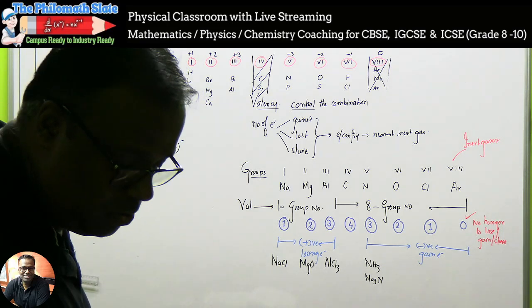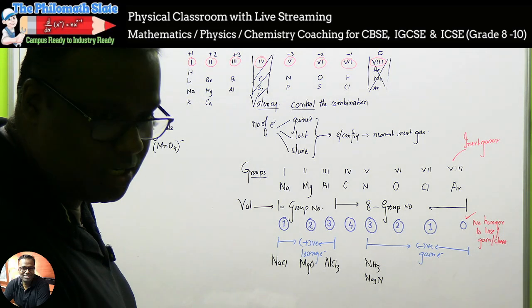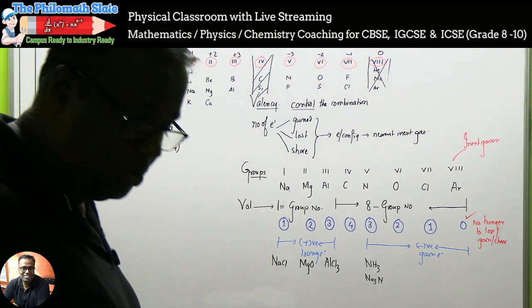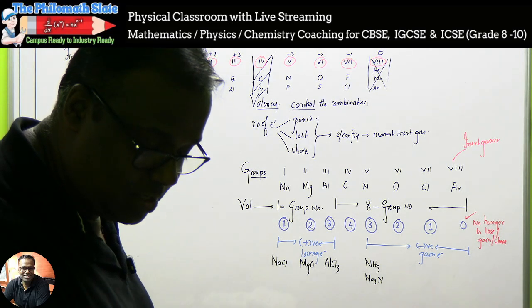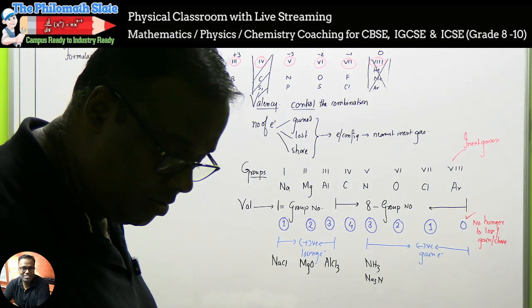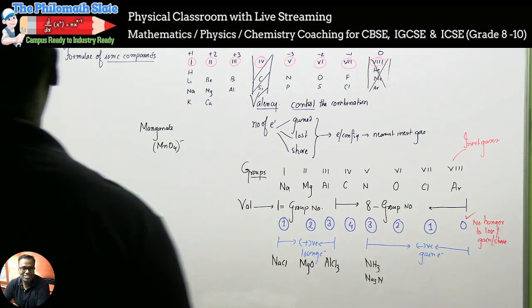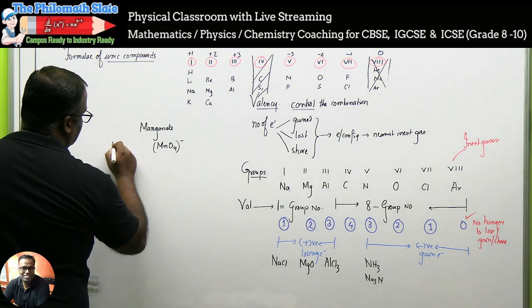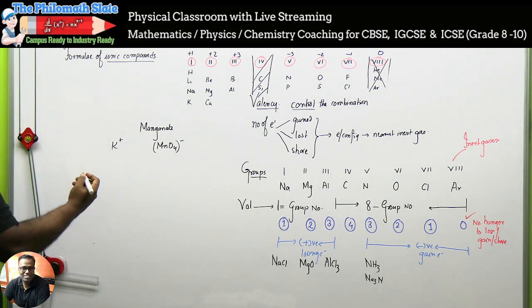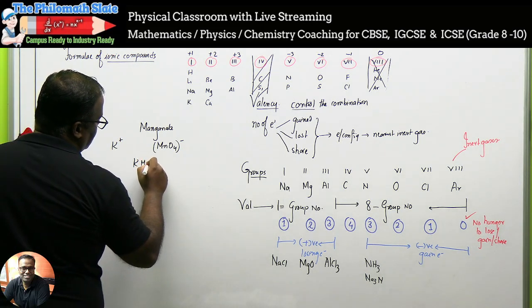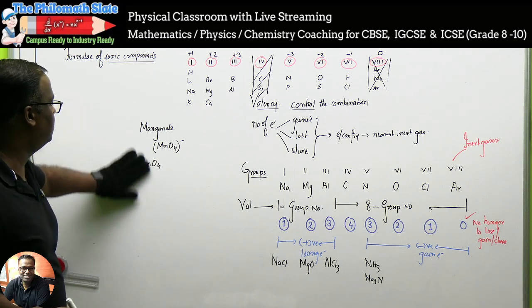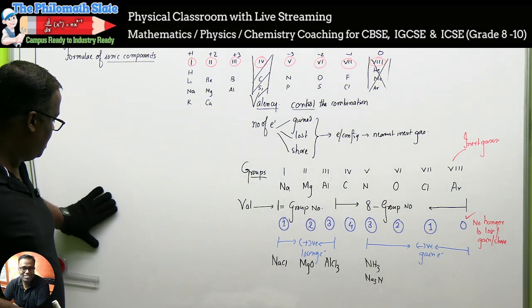Here 7 means manganese's oxidation state is 7. Manganese shows 2, 4, 7, 6, it shows many oxidation states. So potassium manganate: potassium is K plus. So what will be the formula? Potassium K plus, straight away KMnO4. Next, Nidhi madam. That's it.